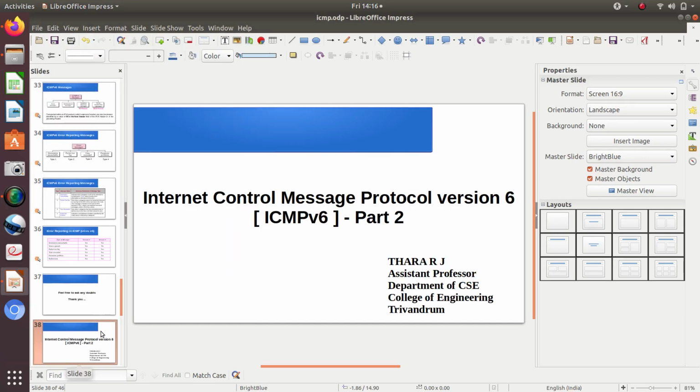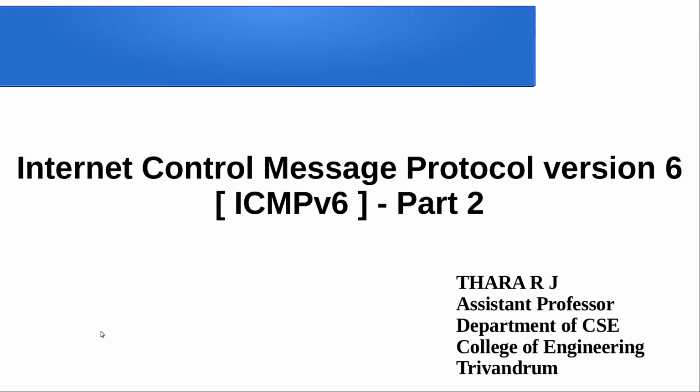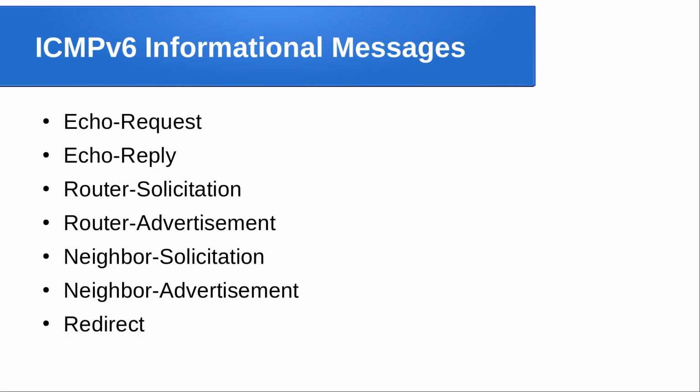Now let's continue our discussion on ICMP version 6, that is part 2 of the presentation. In part 1 we discussed the error messages of ICMP version 6 in detail. Right now we can see the information messages. These are somewhat similar to what we saw in ICMP version 4 also.